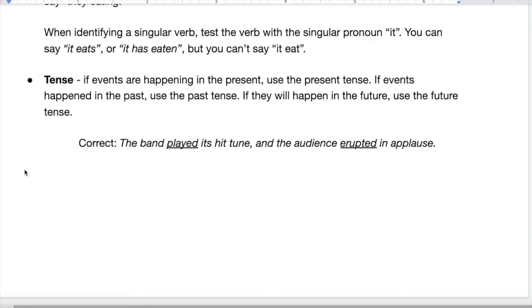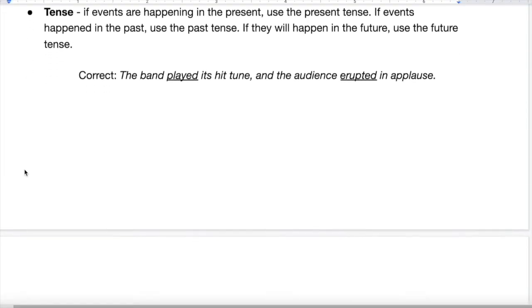Yeah, because they played its hit tune. You wouldn't say, the band played its hit tune, and the audience will erupt in applause. That doesn't make a lot of sense, certainly if they've already erupted in applause. So you've got to make the tenses match, at least when the events are happening. So consider that. Any questions about that? I think it's pretty straightforward. Okay.